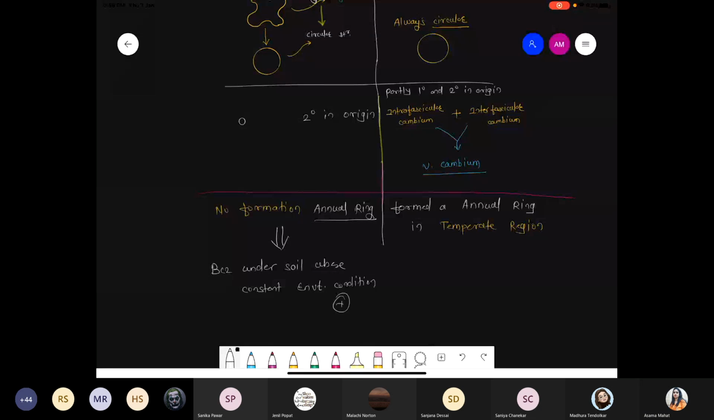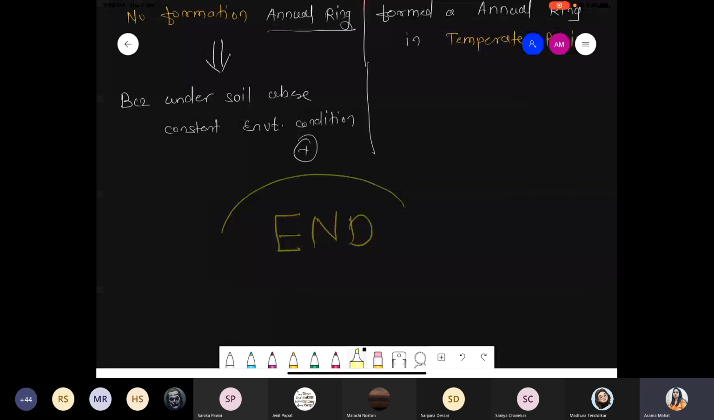Okay, yeah. So these are some basic information with respect to vascular cambium in case of the root and the vascular cambium in case of the stem. Excuse me, ma'am. Yes Sania, what is written after soil? Soil where constant environmental condition. So with this, successfully, happily, we cover the chapter Anatomy of Flowering Plants. That's it.